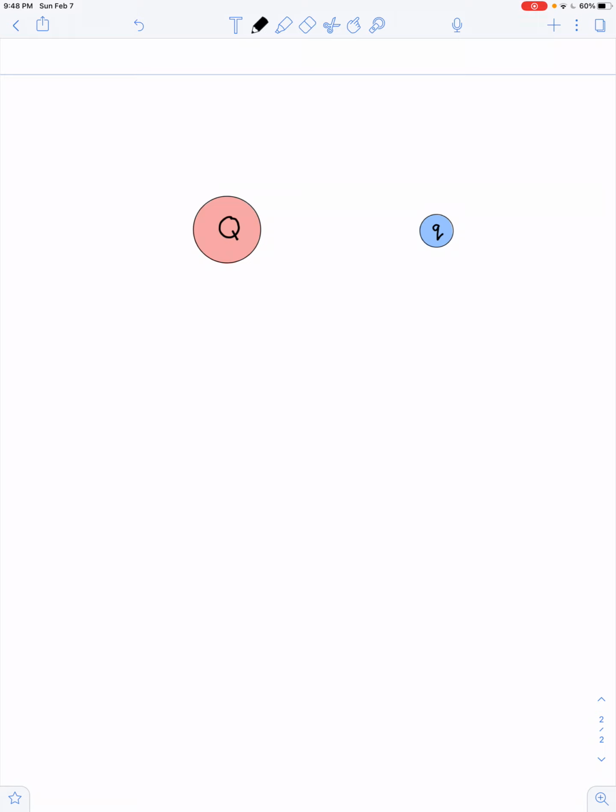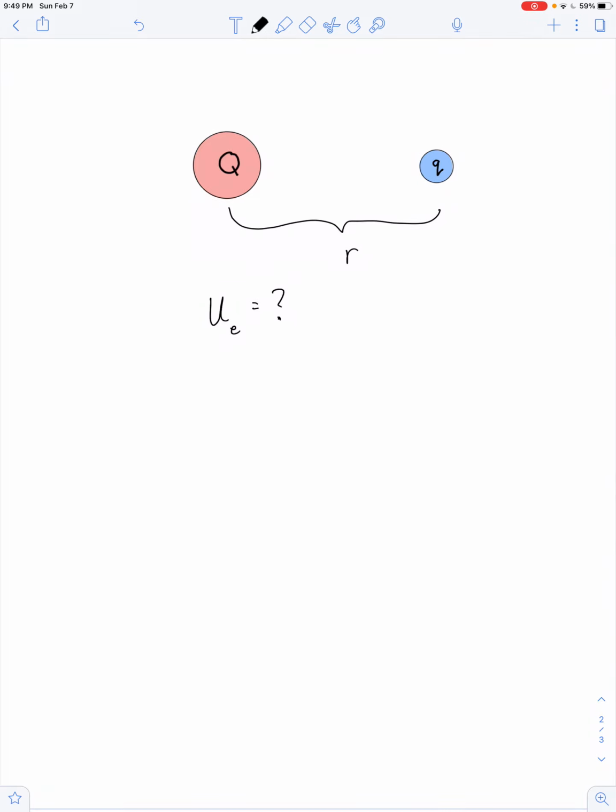So here we have it. A charge capital Q and a charge lowercase q, and we'll say from center to center they're separated by some distance r. What's the amount of electric potential energy associated with this pair of charges? Well, in our last video lesson, we said that electric potential at any point B minus the electric potential at some point A is equal to negative the integral of E dot ds as we move from point A to point B.